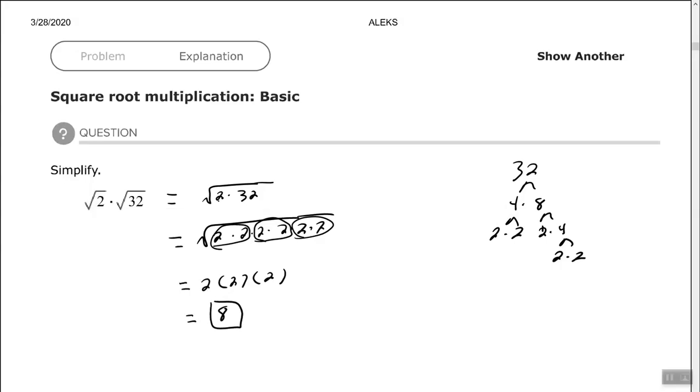Okay, so again, what I saw was 2 times 32 is 64, and I knew 64 was a perfect square. So that's probably the route that I would have gone.